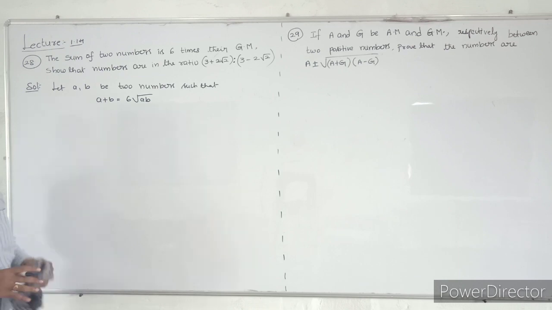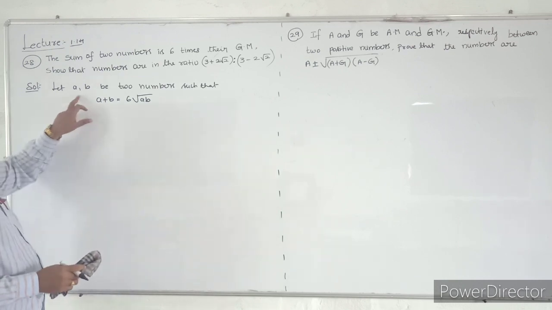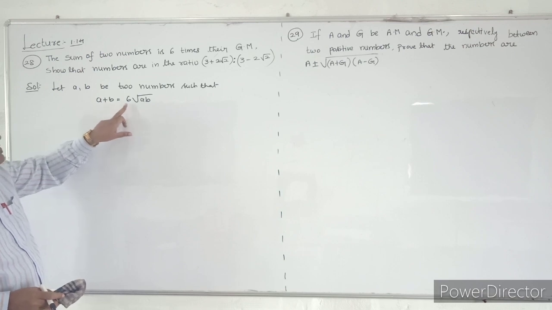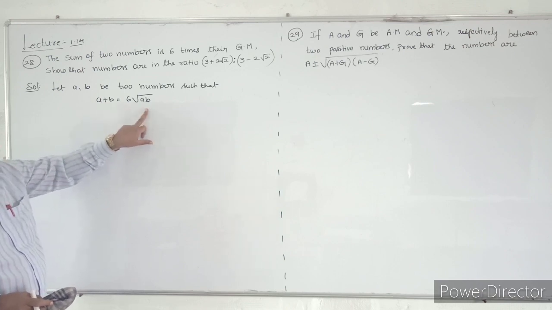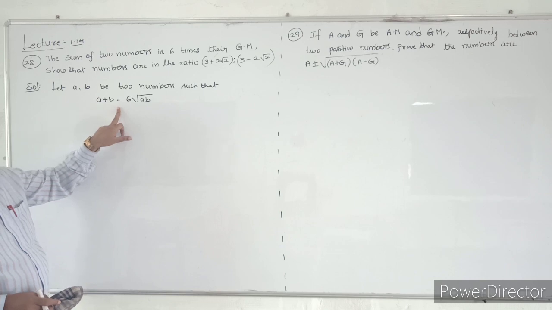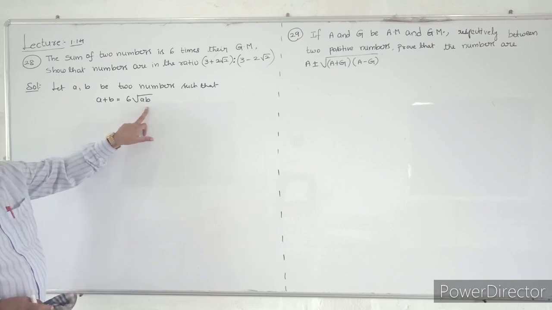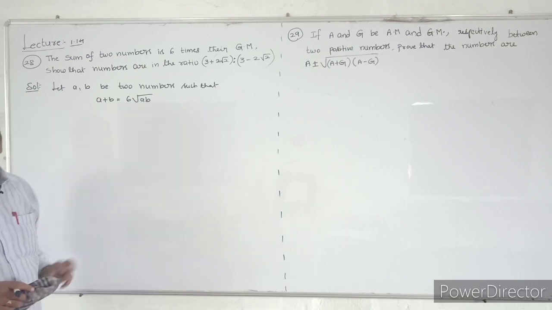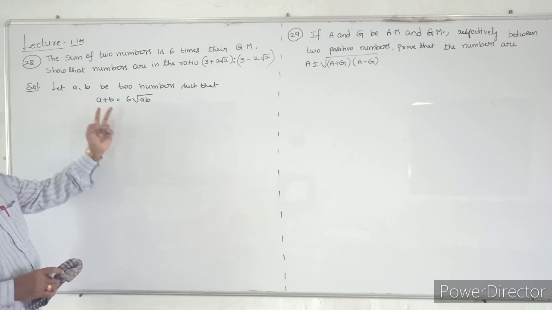So what is that? I have taken a, b. How have I taken these two numbers? Sum of two numbers is equal to 6 times the geometric mean. Geometric mean is square root of ab. So the sum of two numbers is 6 times the geometric mean. In that manner I have taken the two numbers.